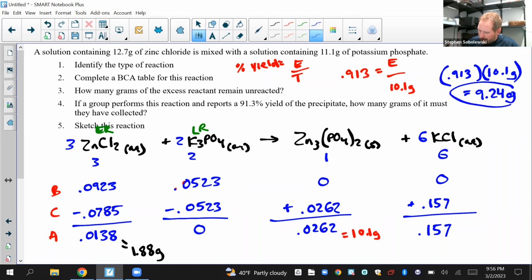9.24 grams. And that makes sense, right? Because you should have gotten just around 10. You ended up getting like 9.24. So yeah, that definitely makes sense.